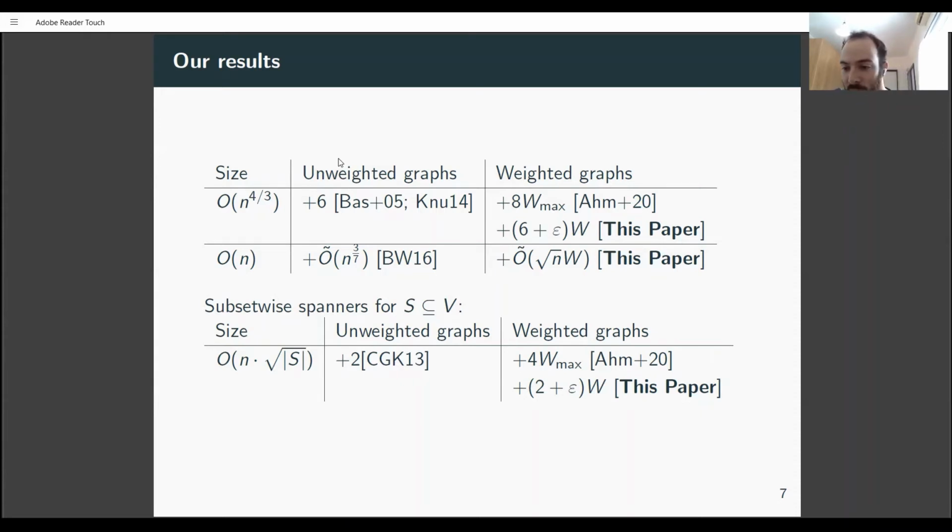We also give the first linear size spanner for weighted graphs with beta equals to O tilde of square root of n times W. This construction still leaves a small gap between the weighted and unweighted cases, so there is still room for improvement. Our last construction is a subset-wise spanner, which for the same size has beta equals to (2 plus epsilon) W. Again, matching the unweighted equivalent up to an epsilon factor.